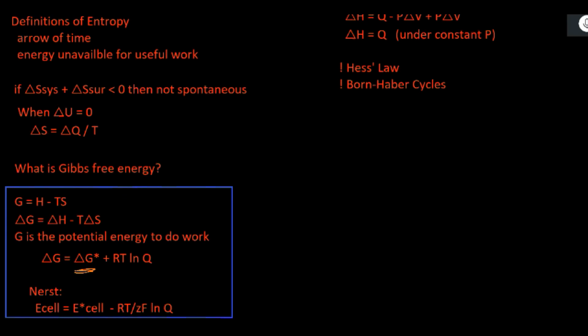Now, if I have a chemical equation, let's say A plus B equals C, and I'm told the Gibbs free energy of this equation is negative 10 kilojoules. What does that mean?